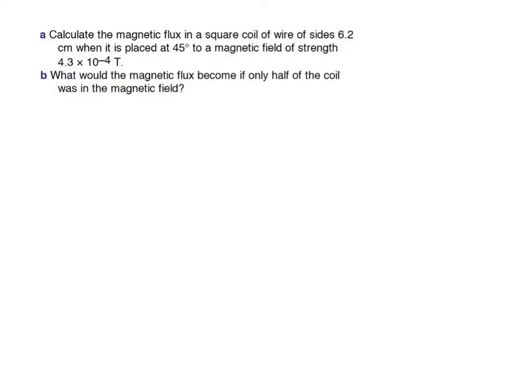Okay, so let's try this simple question. What is the magnetic flux in a square coil of wire size 6.2 centimeters when it's placed at 45 degrees to a magnetic field strength of 4.3? Have a go at that one.